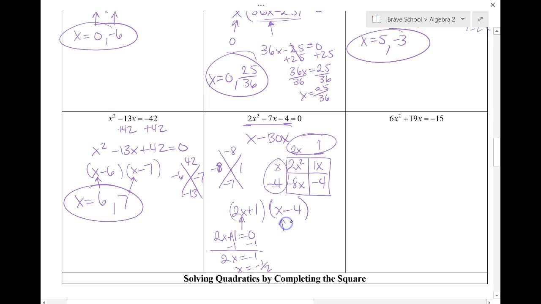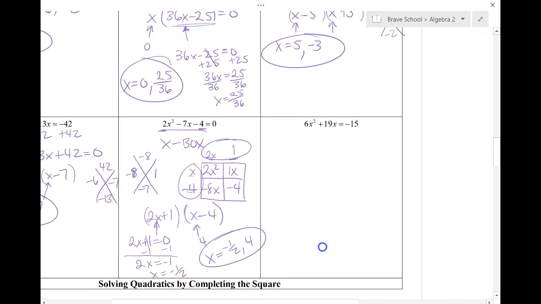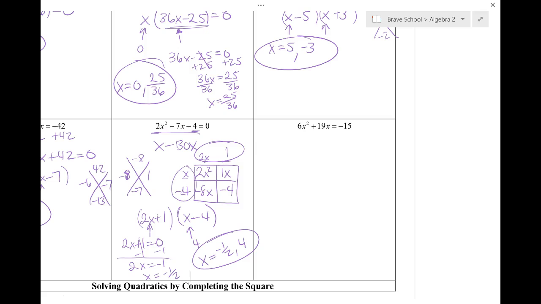And then the next one is a lot simpler. You just plug in 4 here to make that equal 0. So then our roots are negative 1 half and 4. Okay? Okay, now here's the last one for solving by factoring. This is another one like the last.